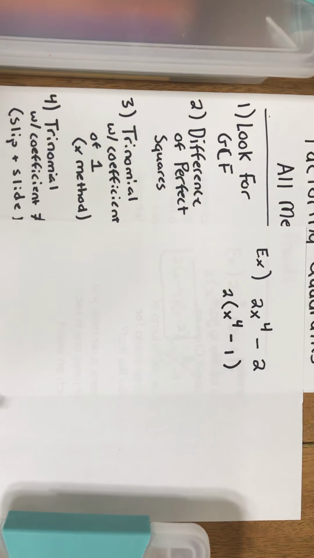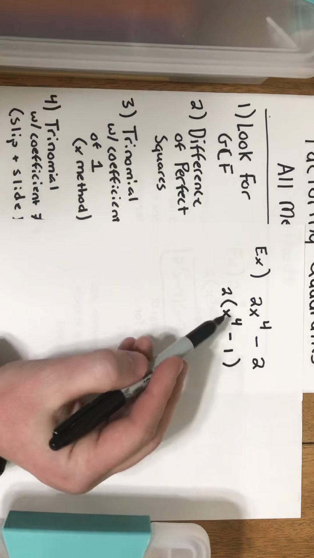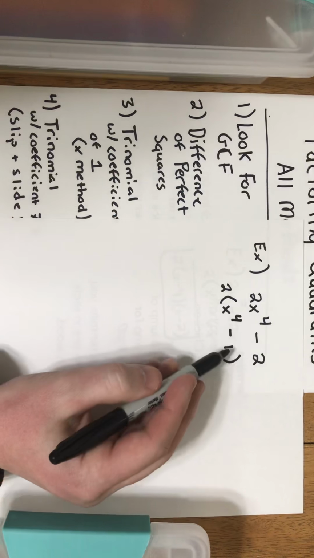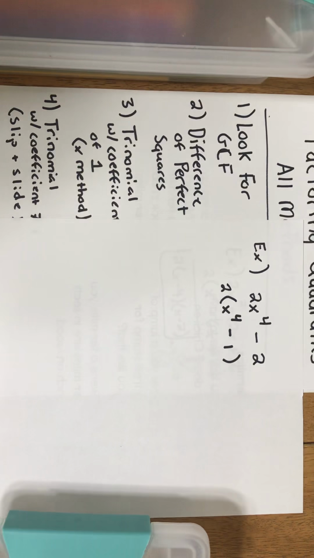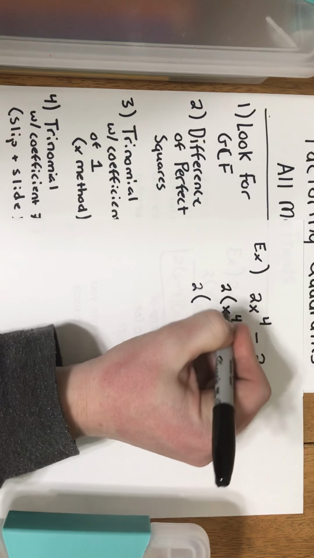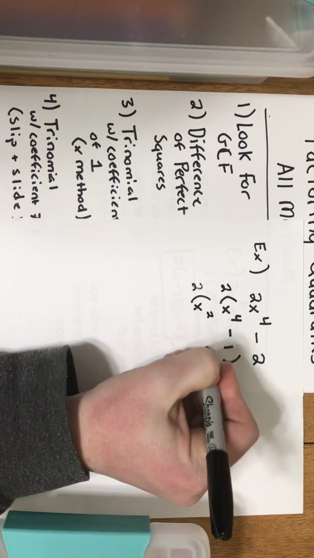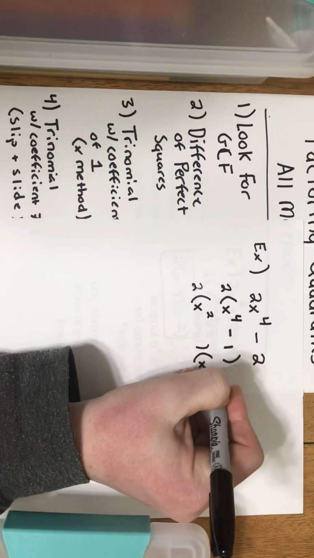Now I look to see, do I have a difference of perfect squares? I do. X to the 4th is a perfect square. 1 is a perfect square. And there's a minus in between, leading me to a difference. So I have a difference of perfect squares here. So I keep this 2 right here. The square root of x to the 4th is x squared. So I'm going to write that.